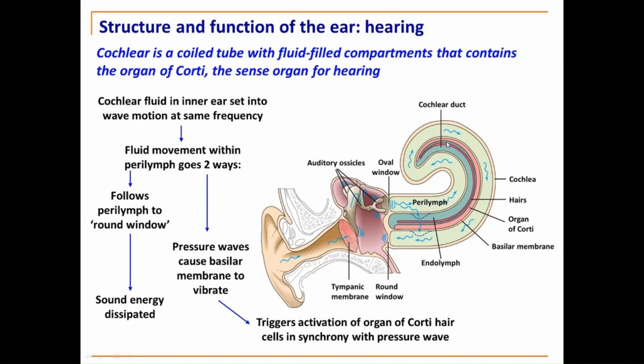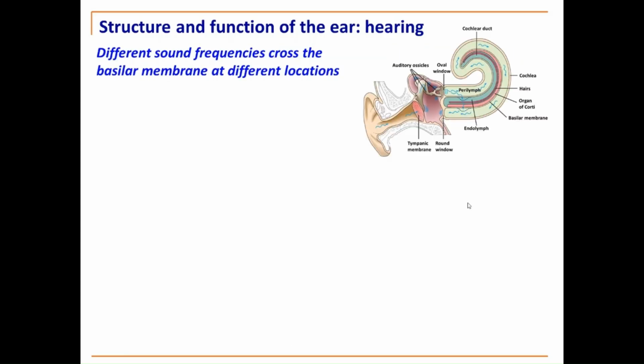And if you stimulate these ones at the far end of the cochlea, you have that deeper sound. The nearer ones, you have that higher pitched sound. And of course, you've got all the ones in between. And then depending on how much those hairs are moved determines the loudness, so the number of action potentials coming through. So really, different sound frequencies cross the basilar membrane at different locations.